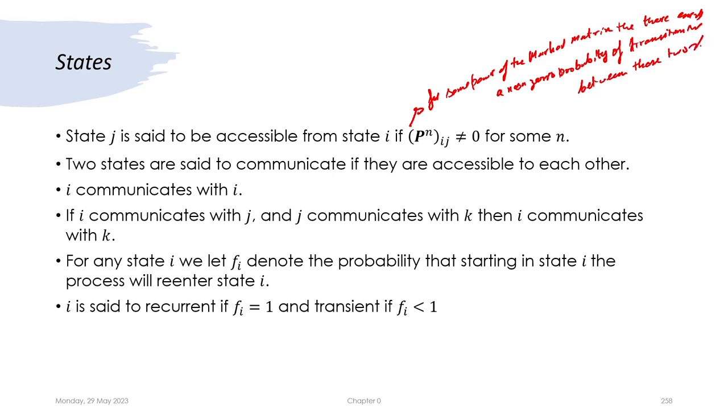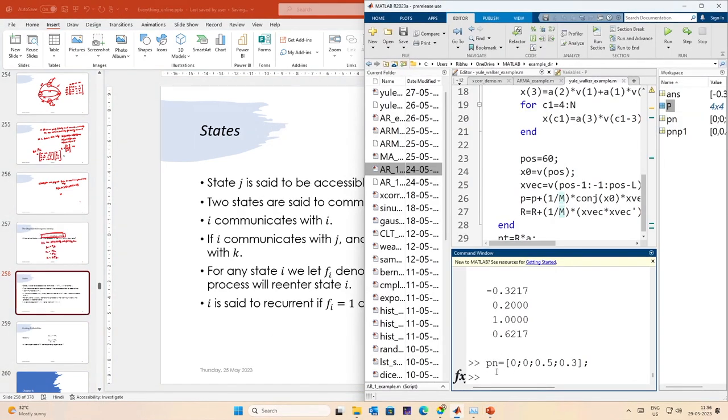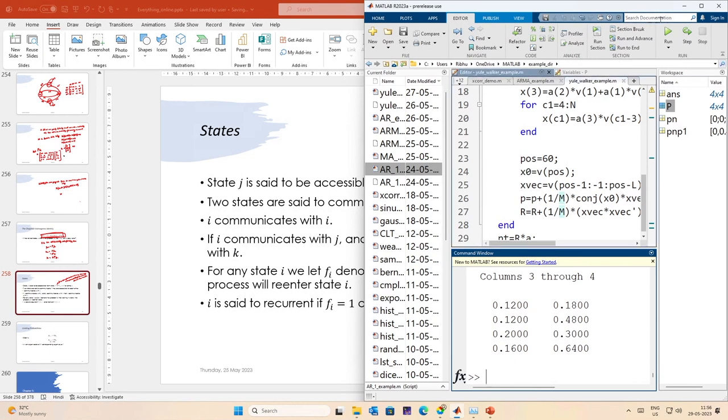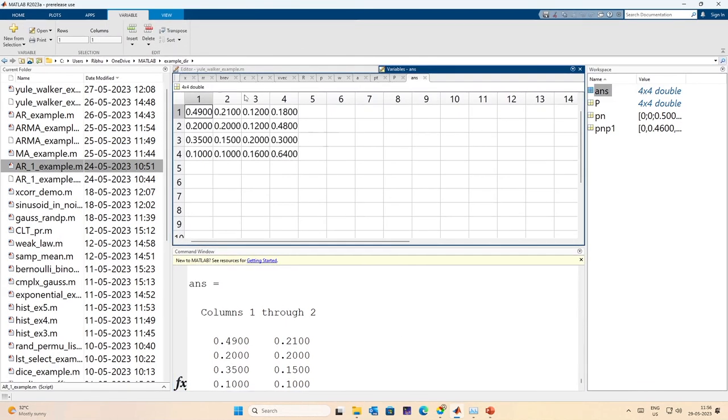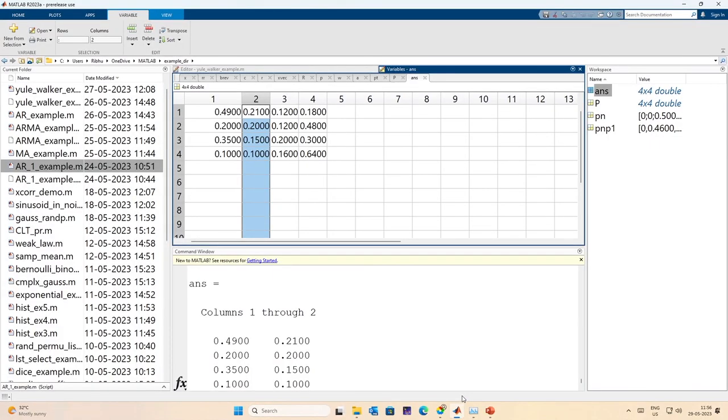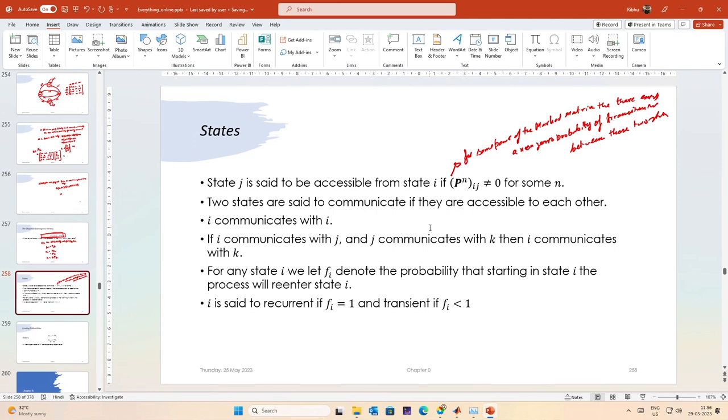So if we look at our rain example again, if I ask what will be the transition probabilities for 2 days, then if I look at the answer here, P square, all the states have non-zero transition probabilities. Or you can simply say that regardless of where you are now, you can be in any of the states 2 days later with a fixed probability. So in 2 days you can transcend to any of the states. So each state is accessible from every other state.